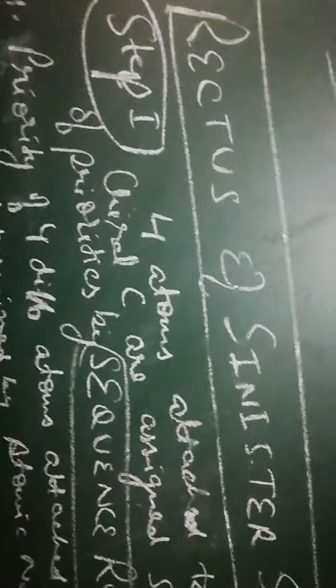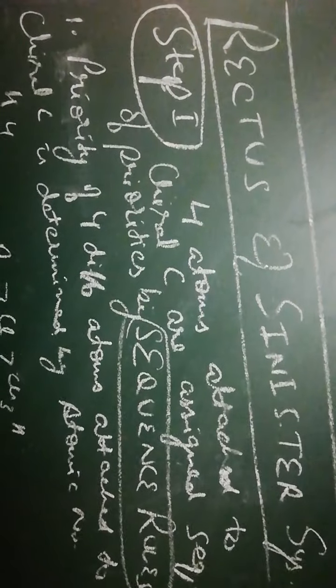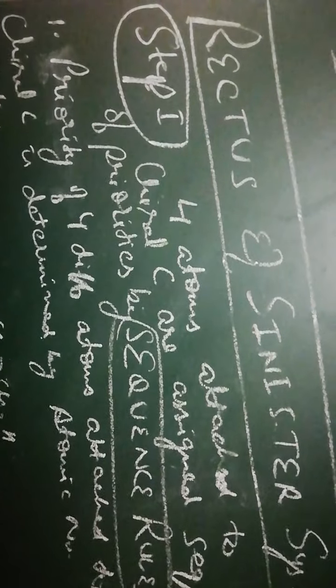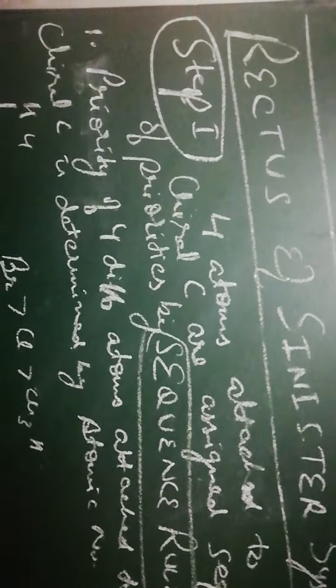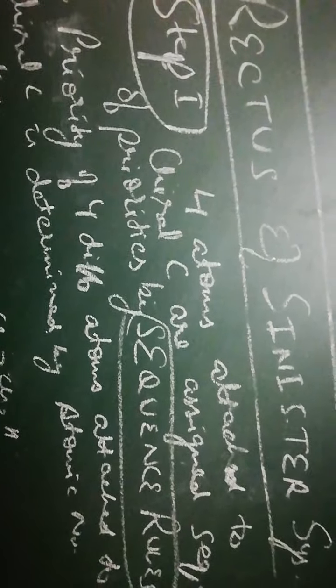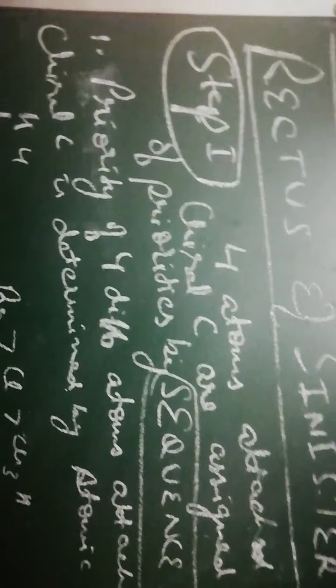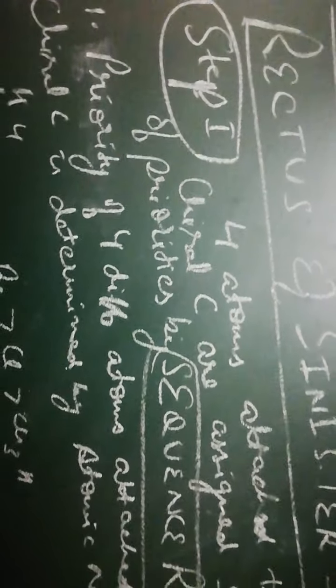So let us discuss the rectus and sinister system of configuration. Earlier we discussed the capital D and capital L system of configurations, with the standard reference compound being glyceraldehyde. For the rectus and sinister system of configuration, we need to follow these two or three steps. So what is the first step?